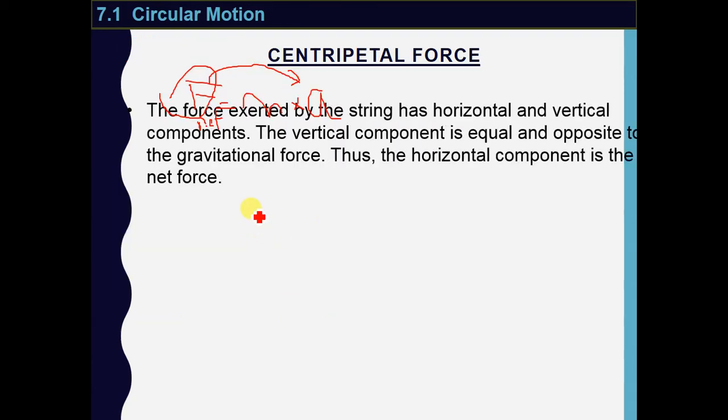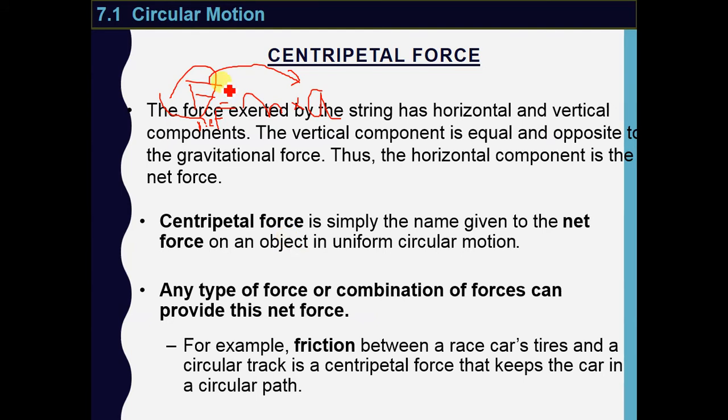Okay, so here the force exerted by the string has horizontal and vertical components. As we said, the vertical component is equal and opposite to Fg, thus the horizontal component is the net force, because Fg and F string Y cancel each other. Centripetal force is simply the name given to the net force on an object in uniform circular motion. Any type of force, so it may be one force or two forces, gives us the net force. So this centripetal force may be caused by one or more forces.